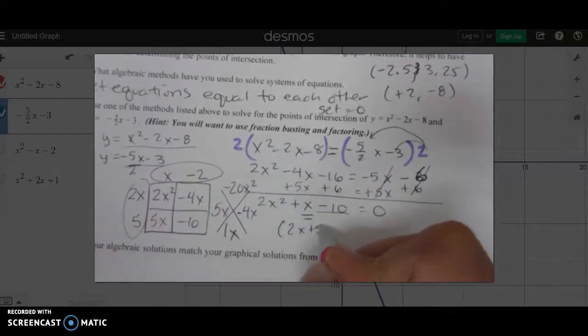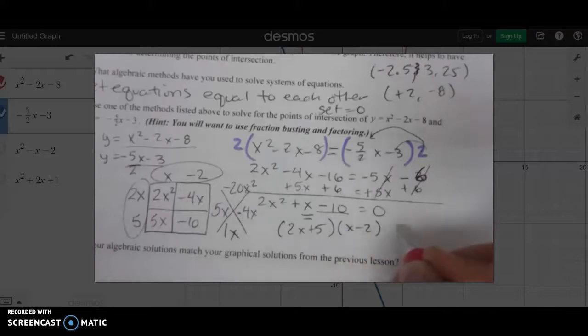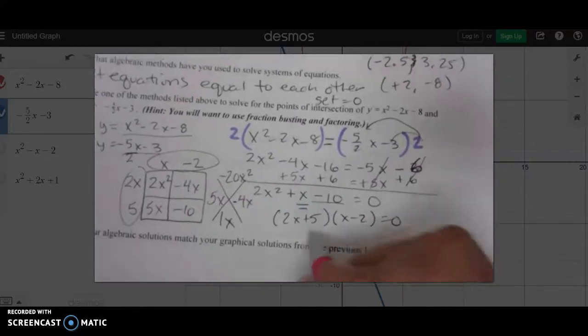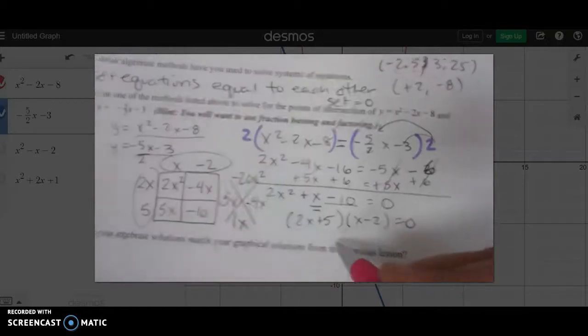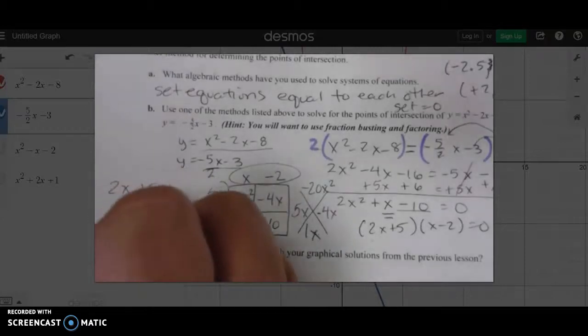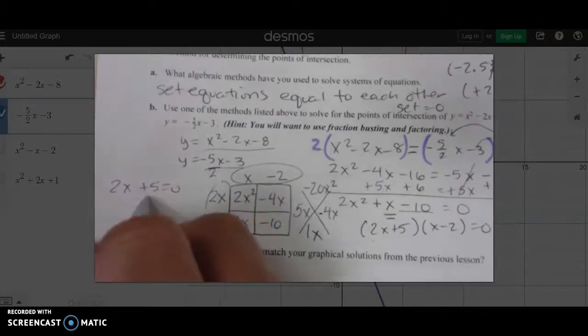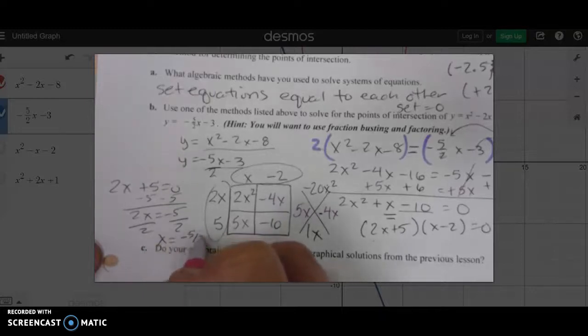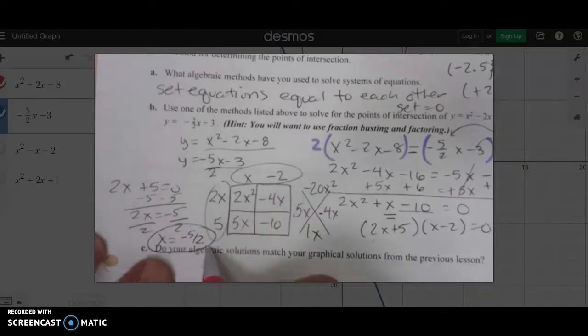2x plus 5 and x minus 2. And I'm going to set each of those, we're going to do the zero product property, equal to 0. I'll come over here where there's some space. I'm going to go 2x plus 5 equals 0. Subtract 5. We're going to get 2x equals -5, divide by 2. And I get x equals -5 halves, which is the same as x equals -2.5.